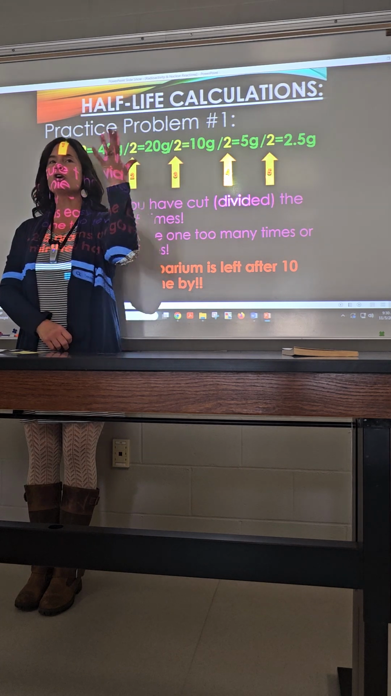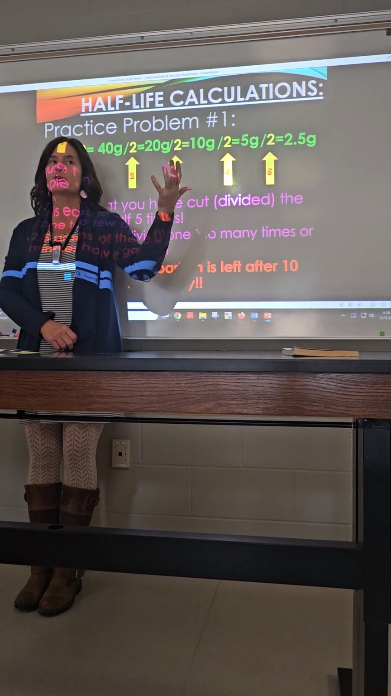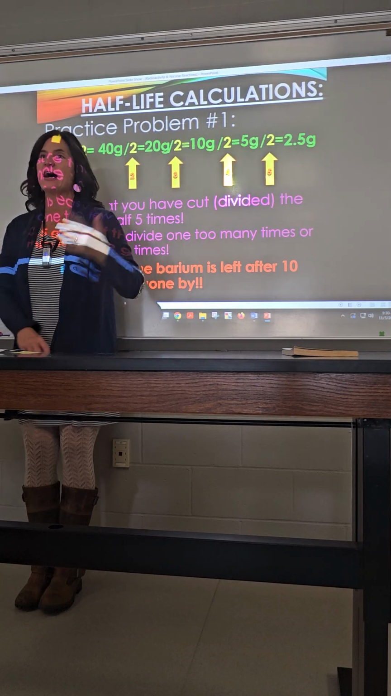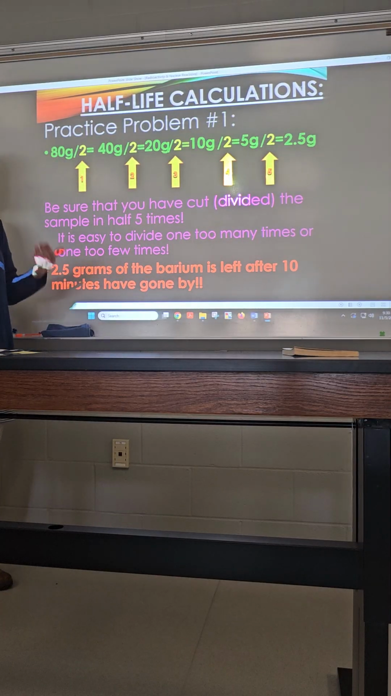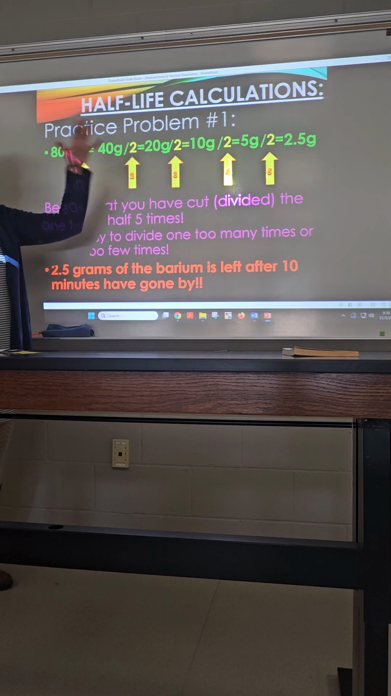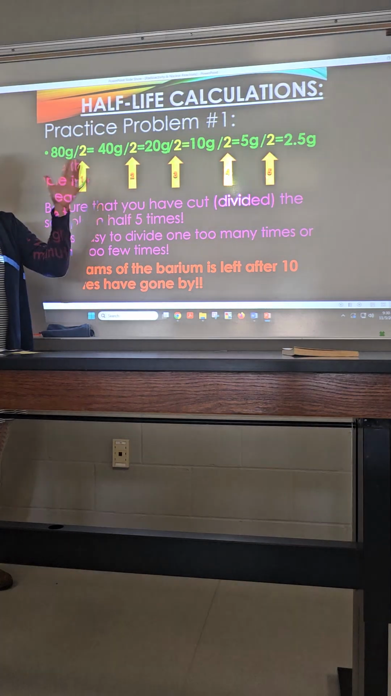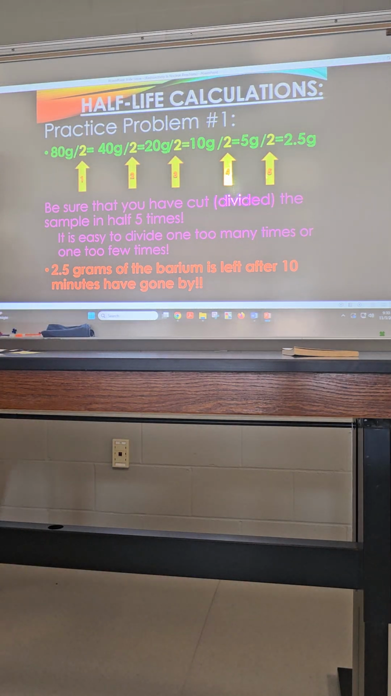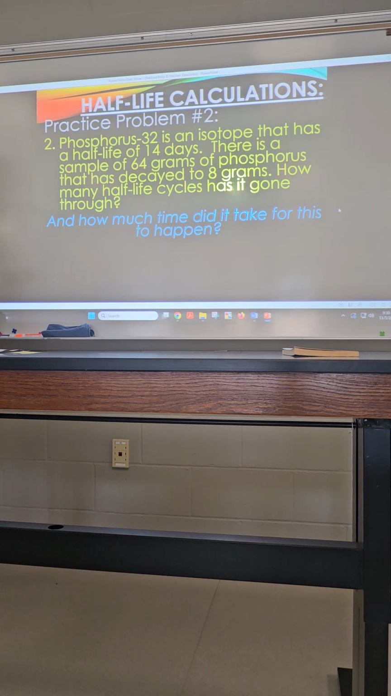So just because you go through 5 half-lives, that's not the number you divide by. You don't take your sample and divide it by the number of half-lives you have. Half-life is cutting in half. So you have to cut that sample in half 5 times. Not 80 divided by 5, 80 cut in half 5 times. It's different, okay? All right, let's look at practice problem number 2.